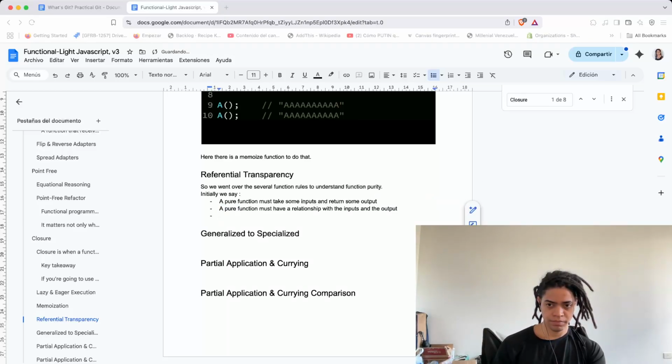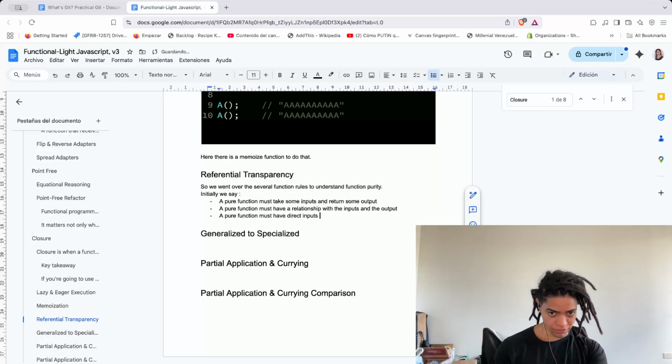Which was better, but still not good enough. And then we said, well, no, actually, they need to be direct inputs and direct outputs. So a pure function must have direct inputs and direct outputs, right? And I'm going to highlight this.